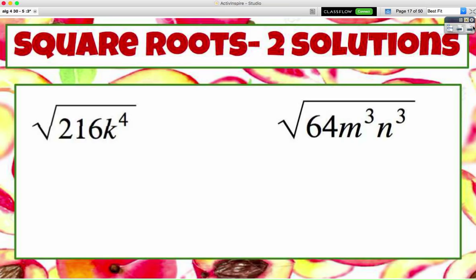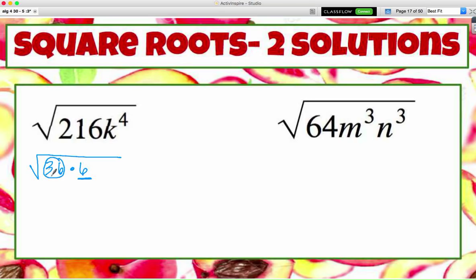So for example, square root of 216, I can think of 216 as 36 times 6. So I'm going to break down inside of here 36 times 6. And then k to the 4th came from k squared times k squared. So I broke this down into 36 and 6 because you can take the square root of this, but you cannot take the square root of this.